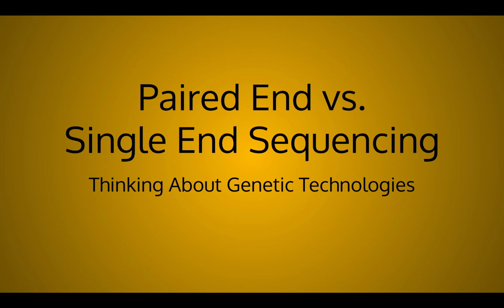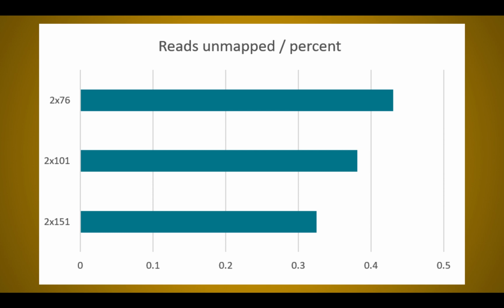Welcome to this video on the difference between paired-end and single-end sequencing for genetic information. First, it relies on the principle that if you have more data about your original raw sequencing reads, then it will be easier for you to map them to your reference genome and thereby complete a successful alignment.